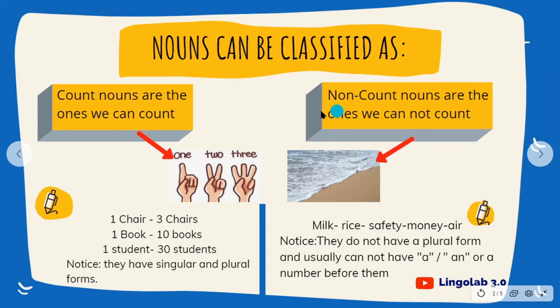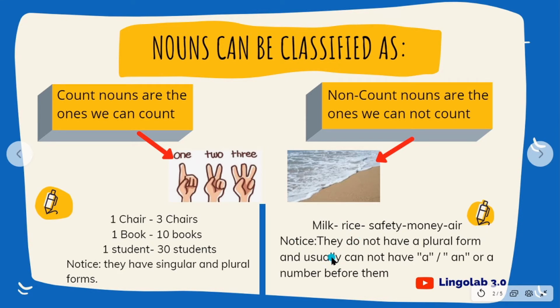Let's move to the non-count nouns, and I would say that the non-count nouns are clearly the opposite of the count nouns, because they are the ones that we cannot count. Example: milk, rice, safety, money, air, and so forth.